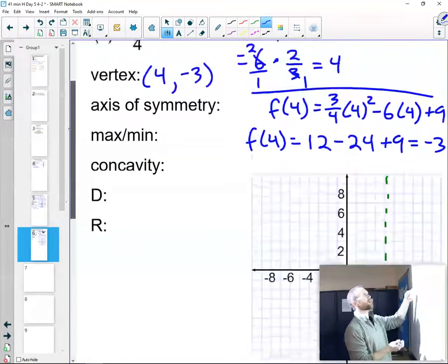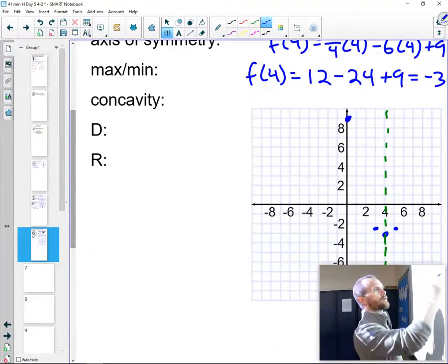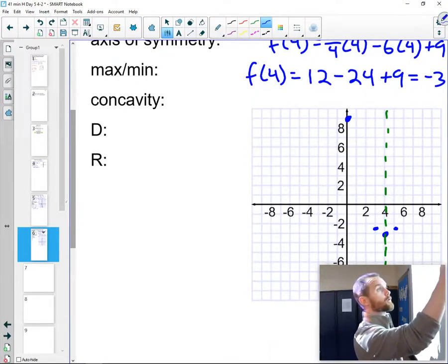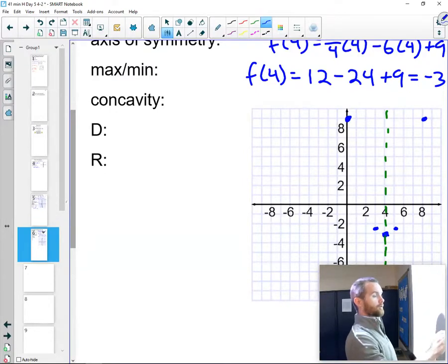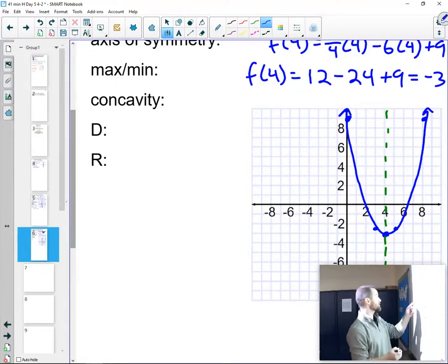And then we just use the y-intercept, which is c, which is 9, so 0, 9. And then we fold that over. Let's see, that's 1, 2, 3, 4 steps away from the axis of symmetry. 1, 2, 3, 4 steps on the other side. And we've got our parabola. Now all we have to do is fill in all the information, and we're done.